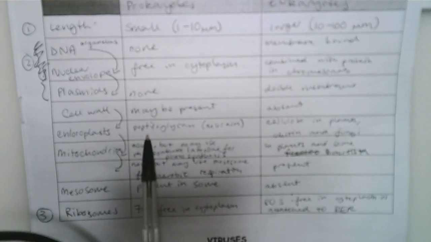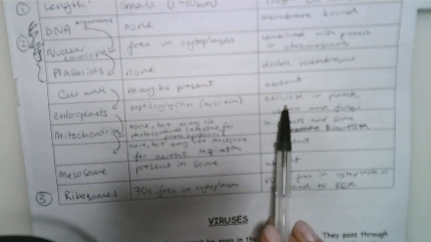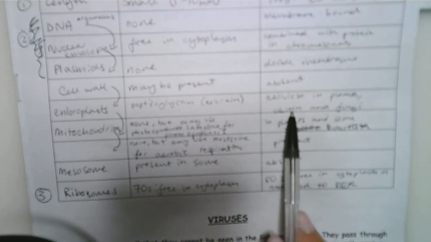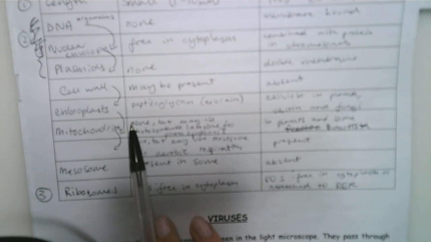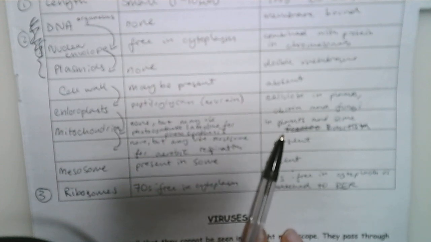Cell walls. Prokaryotic cell walls are made out of peptidoglycan. And eukaryotes' cell wall is made out of cellulose in plants and chitin in fungi. Chloroplasts: in prokaryotes there are none, but they may use photosynthetic lamellae for photosynthesis. And in eukaryotes, in plants and some Protoctista, they have chloroplasts. Mitochondria: none in prokaryotes, but they may use mesosome for aerobic respiration.